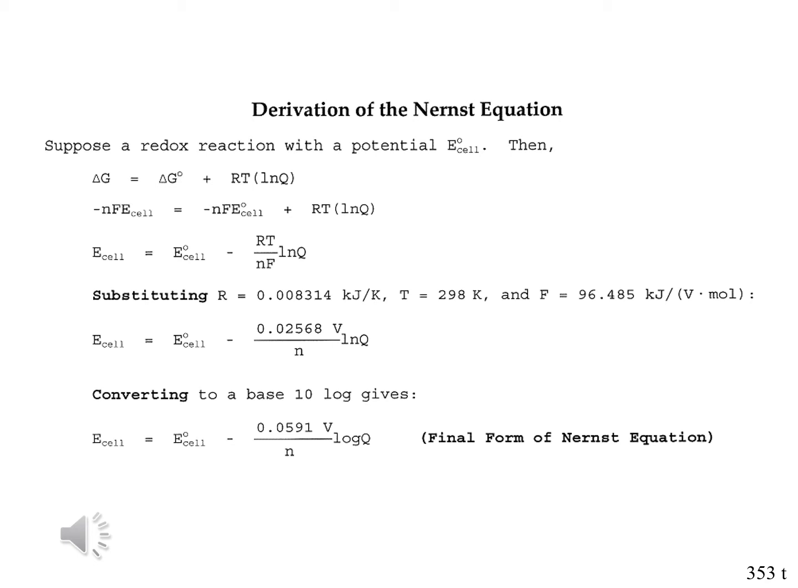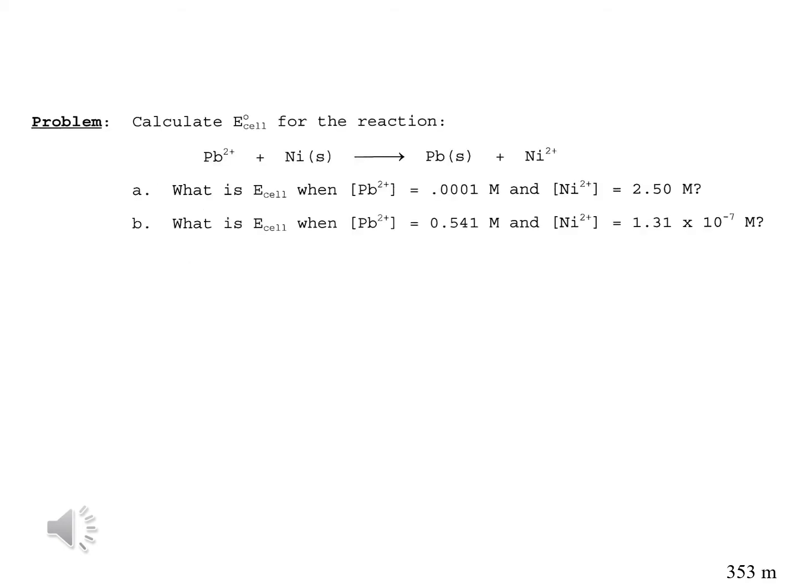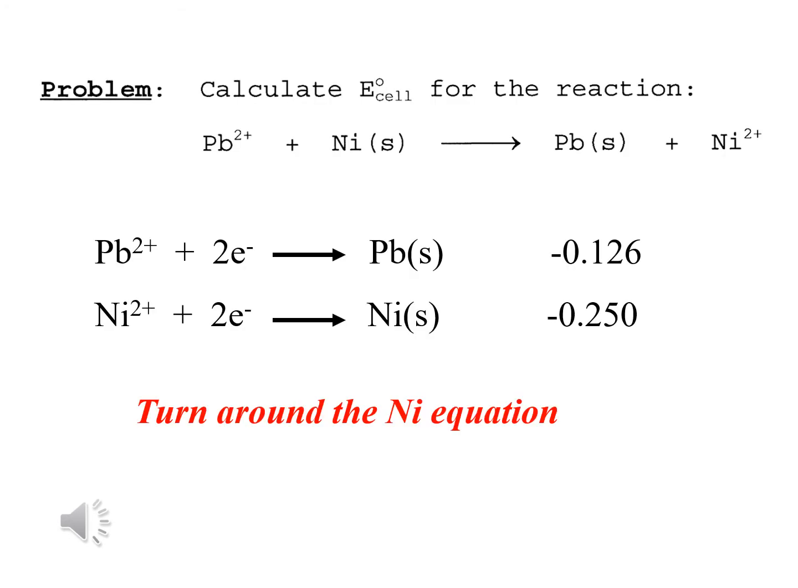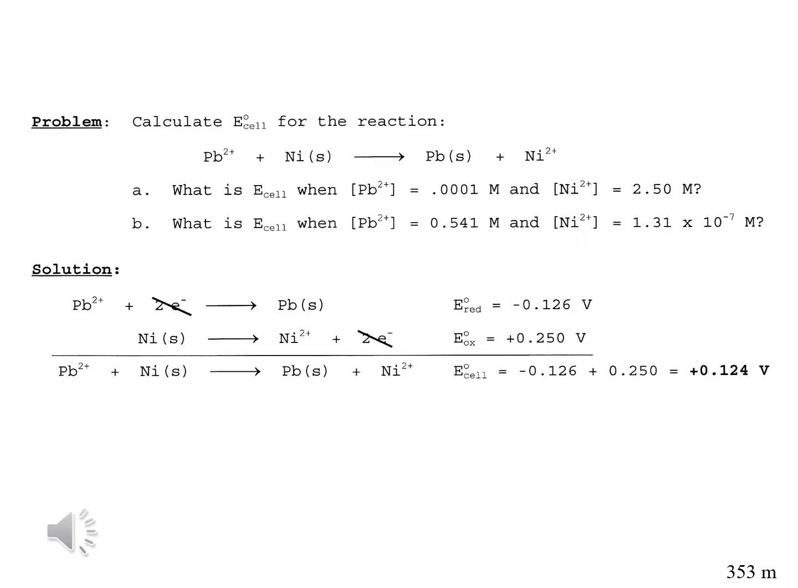And I want to do a problem with this. This problem gives you a redox reaction, which I want to ask you first to get the E cell, and then what is the E without a circle when you change the concentrations of the ions. The two half reactions are in the redox table for acidic on page 11. You have to turn around the nickel equation to get everything on the right side. When you turn around the equation and add, you get the overall voltage, which is spontaneous.